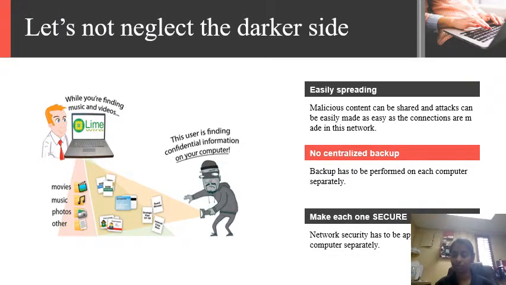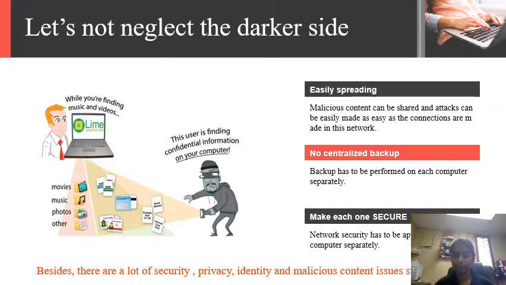Make each one secure. Since all the peers in the network carry essential information, each peer needs to be secured by using antivirus software or some kind of security mechanism to make sure malicious content is not within the system. Besides, there are a lot of security, privacy, and identity issues revolving around the peer-to-peer network.